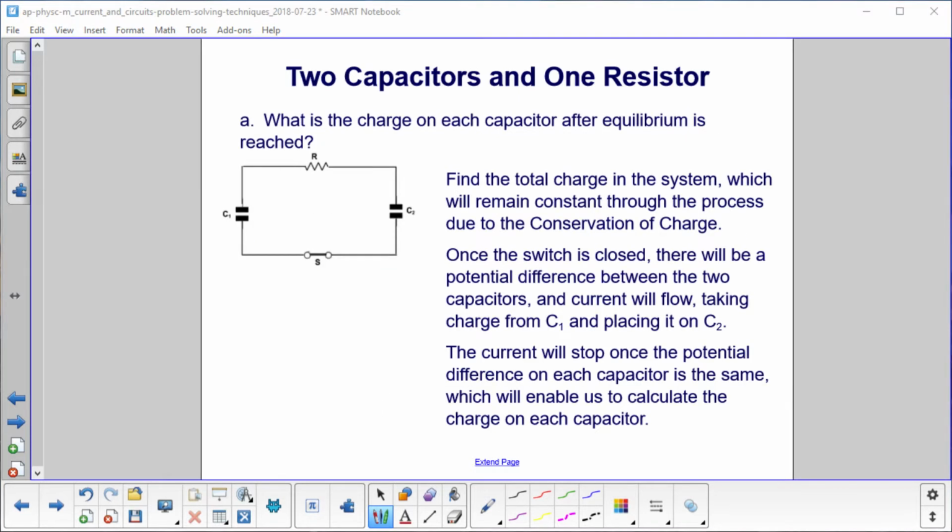What is the charge on each capacitor after equilibrium is reached? First, we will find the total charge in the system. That will remain constant throughout the process due to the conservation of charge. Once the switch is closed, there will be a potential difference between the two capacitors, and current will flow, taking charge from C1, which is fully charged, over to C2, which started off with no charge. The current will stop once the potential difference on each capacitor is the same. That will then enable us to calculate the charge on each capacitor.